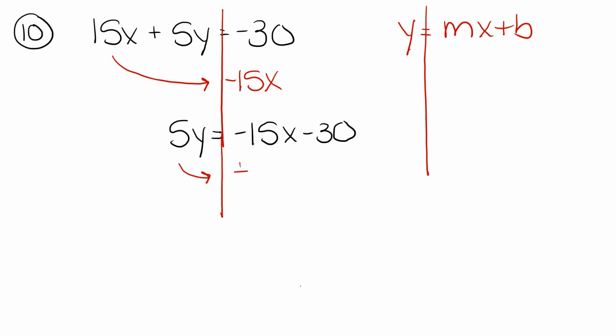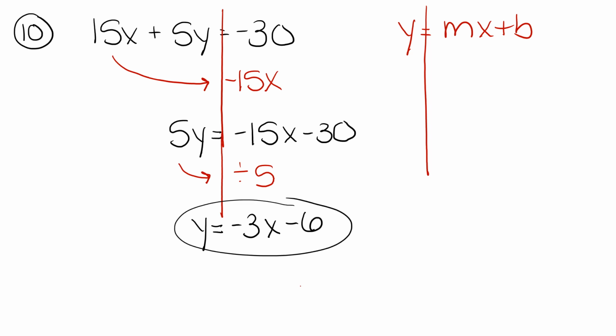The 5 and the y side by side means multiply, so we do the opposite, we divide. Negative 15 divided by 5. 15 divided by 5 is 3, so negative 15 divided by 5 would give us a negative 3. The negative 30 or the minus 30 divided by 5 would give us a minus 6. Y equals negative 3x minus 6 is our final equation.